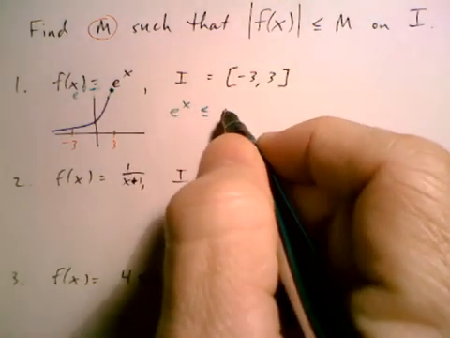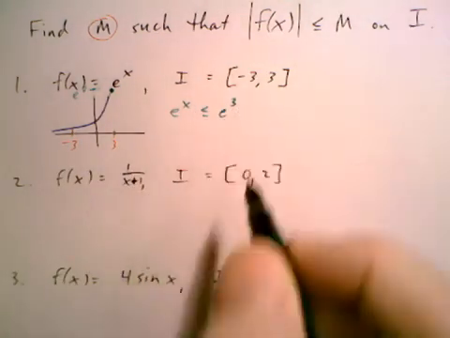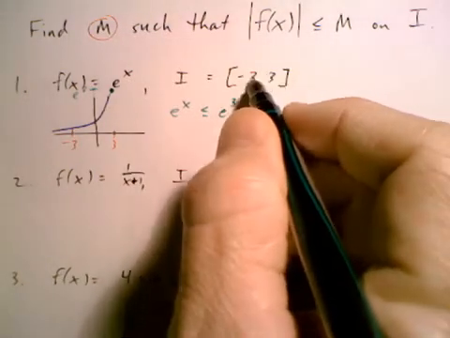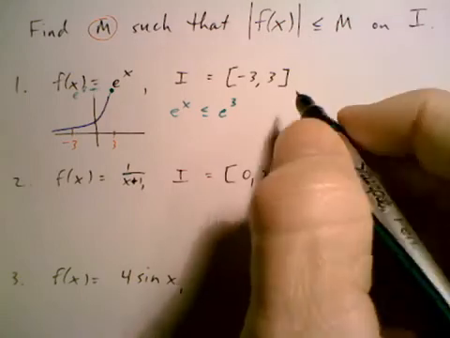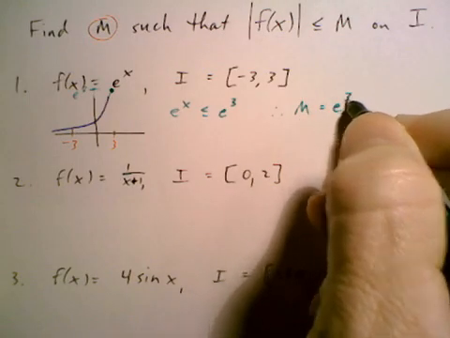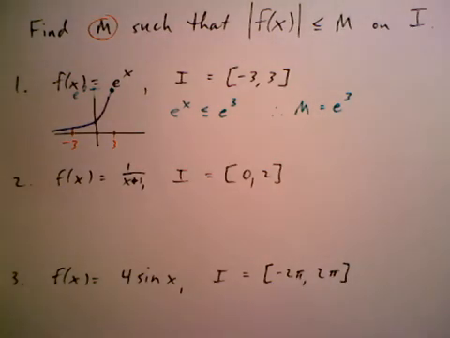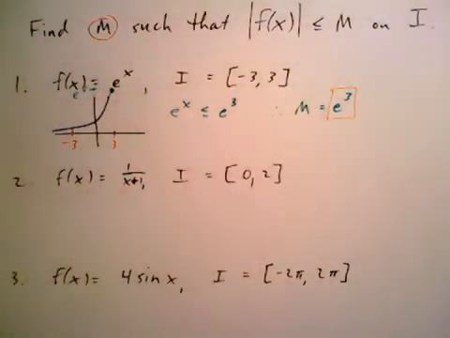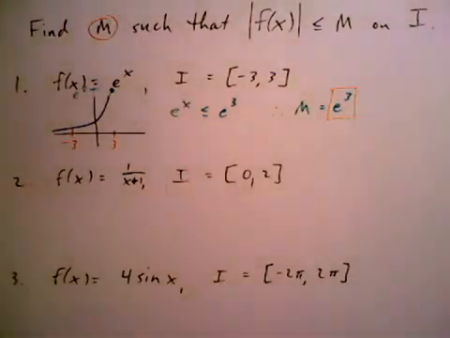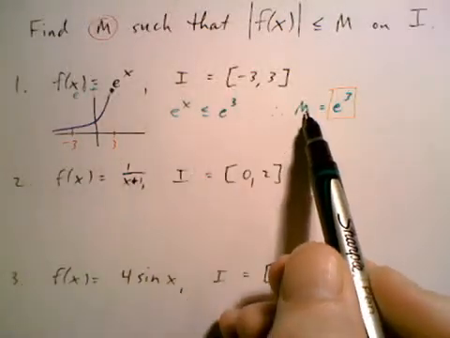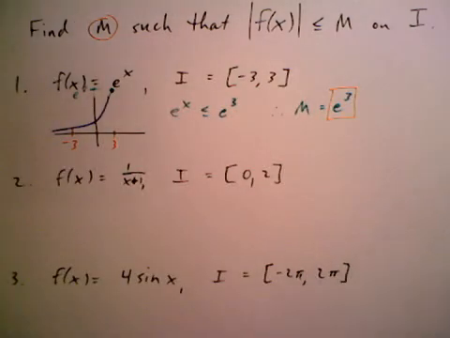So e to the x is less than or equal to e to the third power, whatever that is, on the interval from -3 to 3. Therefore m is equal to e to the third, and that is what you want to find. The rest of it is easy, and I will explain how to do the rest, but first I want to get you some practice in finding the maximum value, finding that m. Think of that m as the magic number.